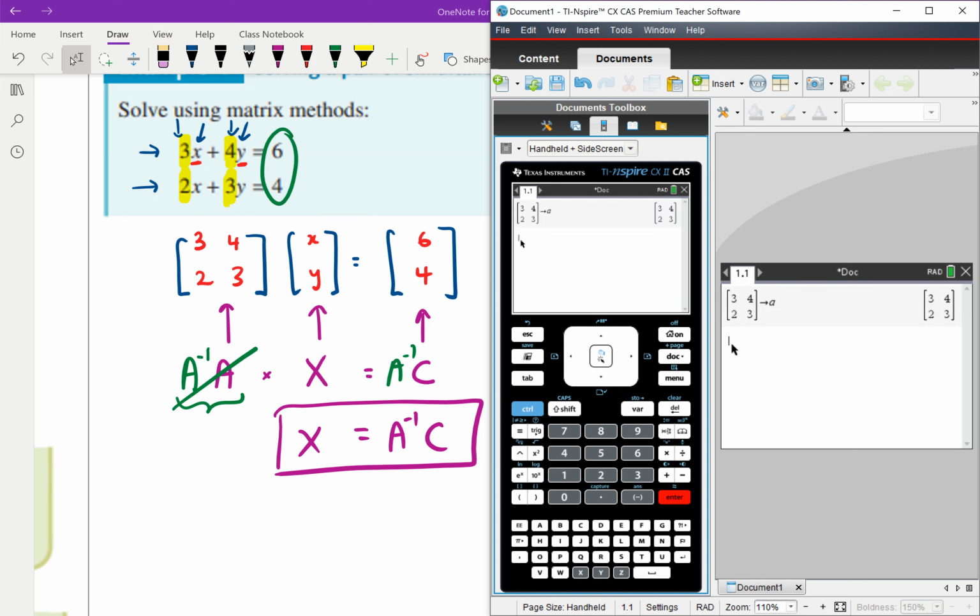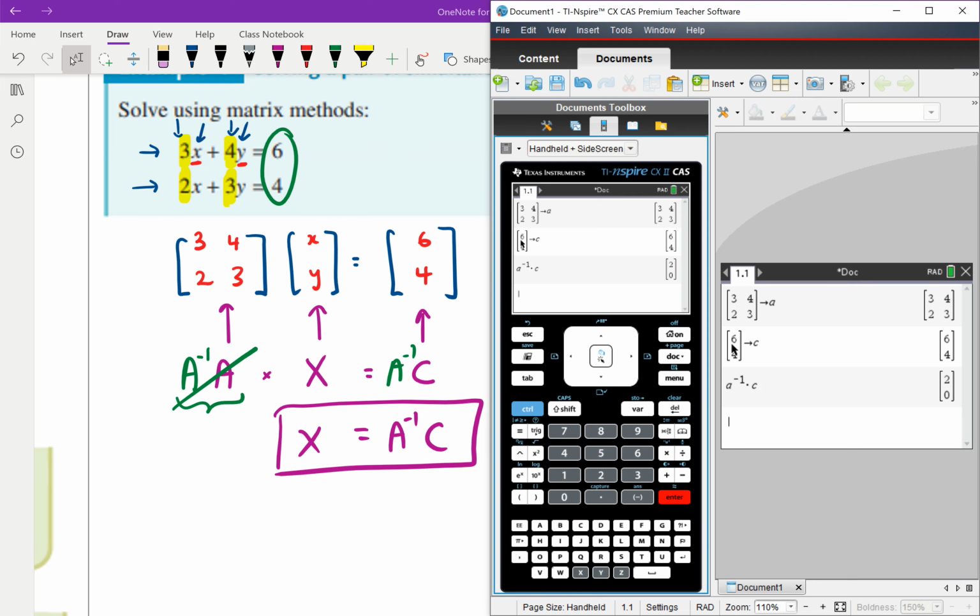I would then use the next one, and it's a 2 by 1. So 2 by 1 is 6, and 4. And I will store that as C. So here we go, store it as C. And all you have to do now, because you know matrix X has to be the inverse of A multiplied to C, is type A to the power of -1. That's the inverse. This is going back to exercise 12A. That's the inverse, multiplied to C, that's my answer.